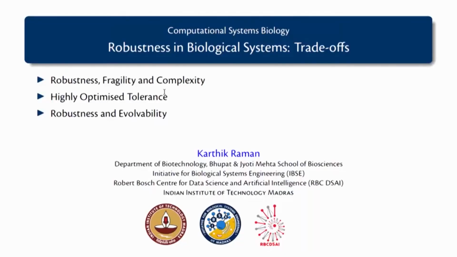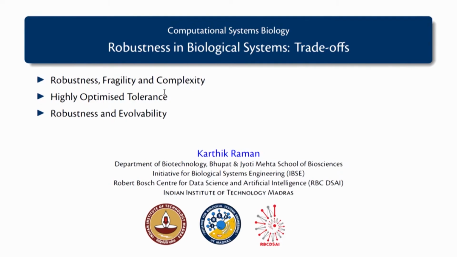Today's lecture we will continue with robustness in biological systems and particularly study what are all the trade-offs involved in robustness. So, there is robustness on one hand, fragility on the other hand, and these are all parts of a complex biological system. So, how do robustness, fragility and complexity go hand in hand?